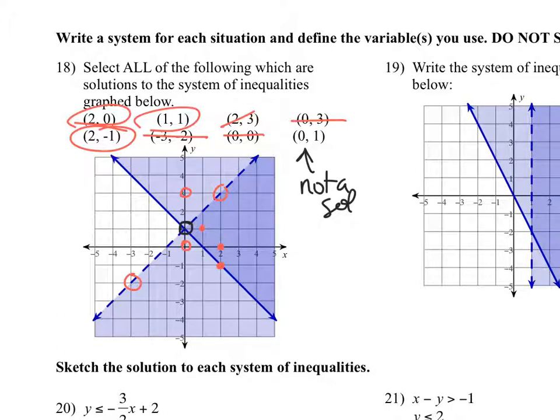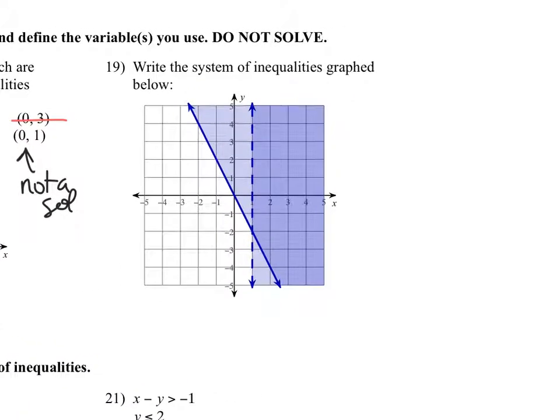All right, so let's look at question 19. Write the system of inequalities graphed below. This is a lot like those previous questions that we did. So the first thing we want to do is identify our inequality symbols. I'm just going to pick a line to start with. I'll pick this one. I know that this is solid. That means I'm doing greater than or equal to or less than or equal to. And it's shaded above, so that means I've got to do greater than or equal to.